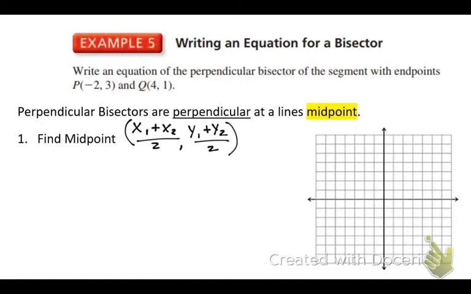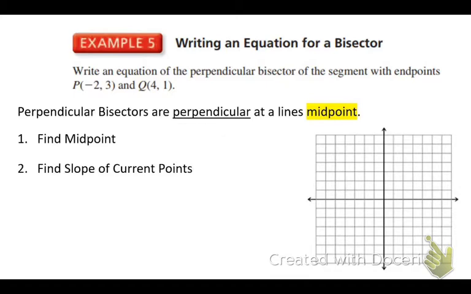All right, then we need a perpendicular line. What do you know about the graphs of perpendicular lines? You did a project on this. You got this. Yeah, that's right. It's the opposite reciprocal. But how are we going to find the opposite reciprocal of a new slope if we don't know what this slope is? So step 2 is going to be find the slope of our current points.